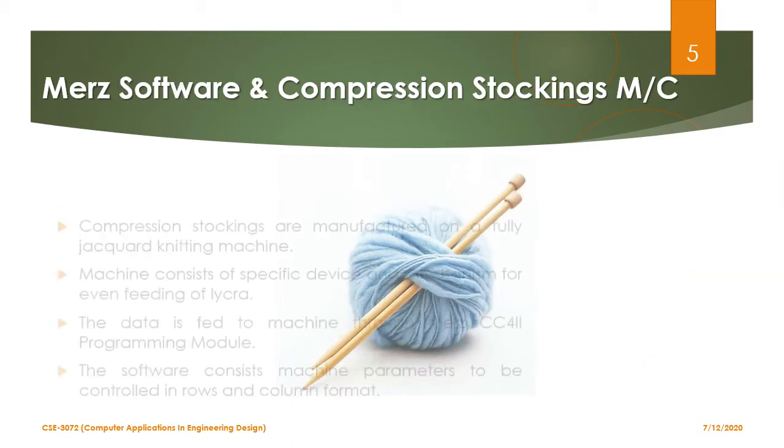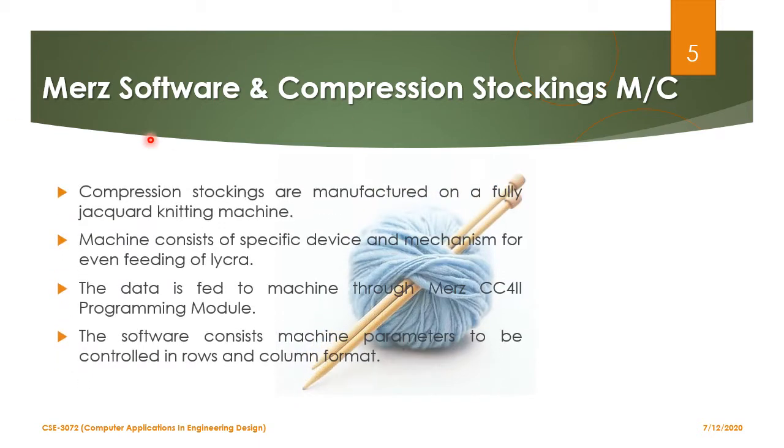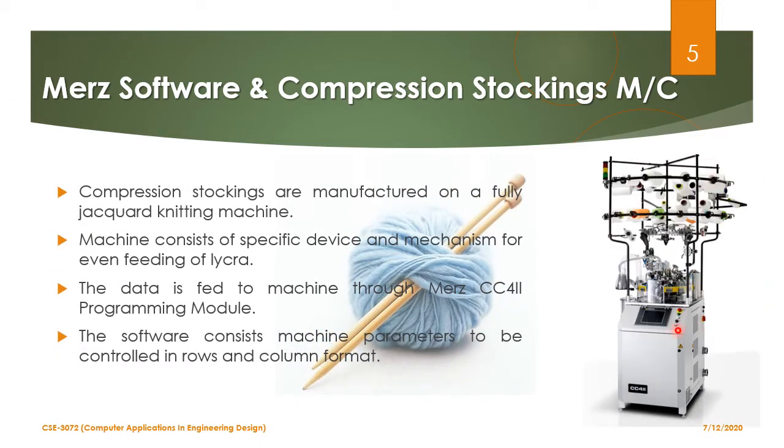Merz software and compression stocking machine. A compression stocking machine is a fully Jacquard machine on which compression stockings are manufactured. These fetch data from Merz programming modules. Here the current machine version is C4II, so the programming module is the Merz C4II programming module. The software consists of machine parameters which are to be adjusted in the form of rows and columns format in order to feed data to the machine.